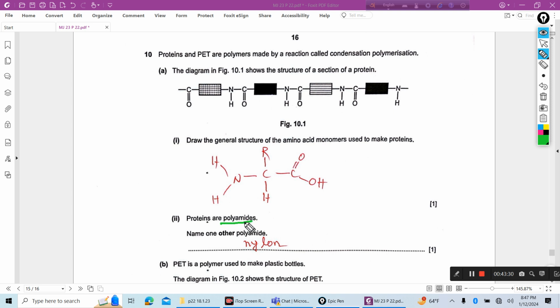Proteins are polyamides. Name one other polyamide. Nylon, you know, contains an amide linkage, CONH. You know nylon is made from dicarboxylic acid and diamine.